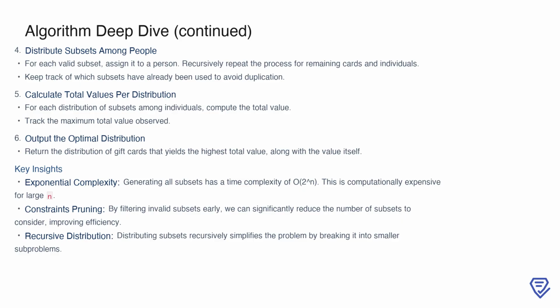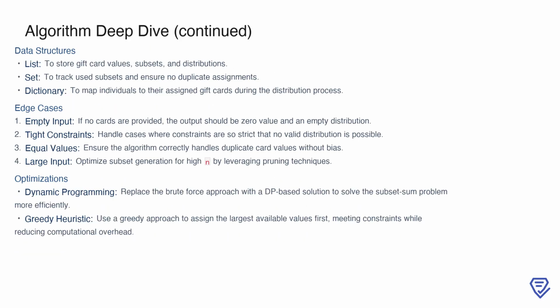This process highlights some key insights. Generating all subsets has exponential complexity, which makes it computationally expensive for large input sizes. However, by filtering out invalid subsets early in the process, we can significantly reduce the number of subsets we need to consider, thus improving efficiency. Additionally, distributing the subsets recursively allows us to break the problem into smaller, more manageable subproblems, making the solution easier to conceptualize and implement. To implement this algorithm effectively, we rely on specific data structures.